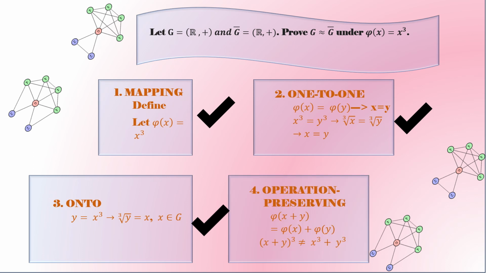Fourth, operation preserving. Phi of x plus y is equal to phi of x plus phi of y. But x plus y, the quantity cubed, is not equal to x cubed plus y cubed.